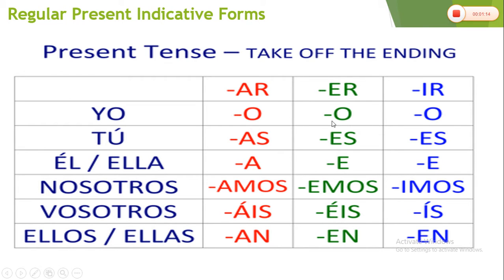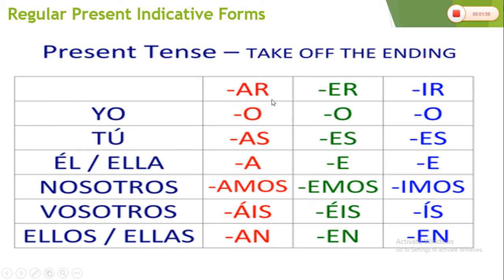In Spanish, we have three kinds of endings that a verb can possibly have: AR, ER, and IR. On the extreme left, these are pronouns, or rather subject pronouns. Yo means I, tú means you, él, ella means he, she, nosotros, we, vosotros, you, ellos, ellas means they.